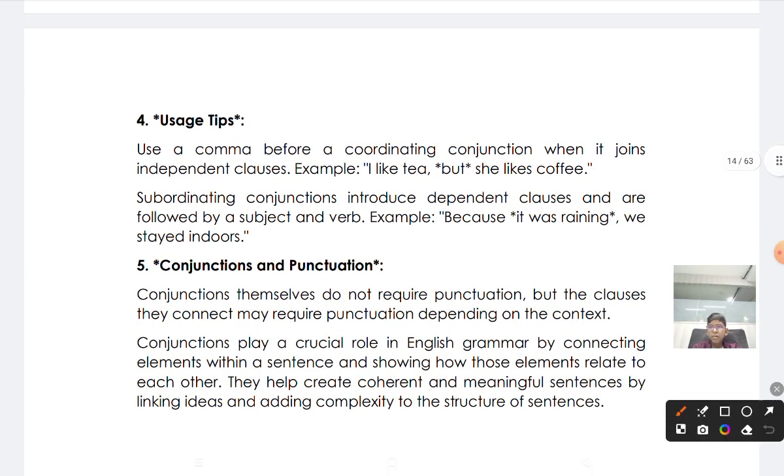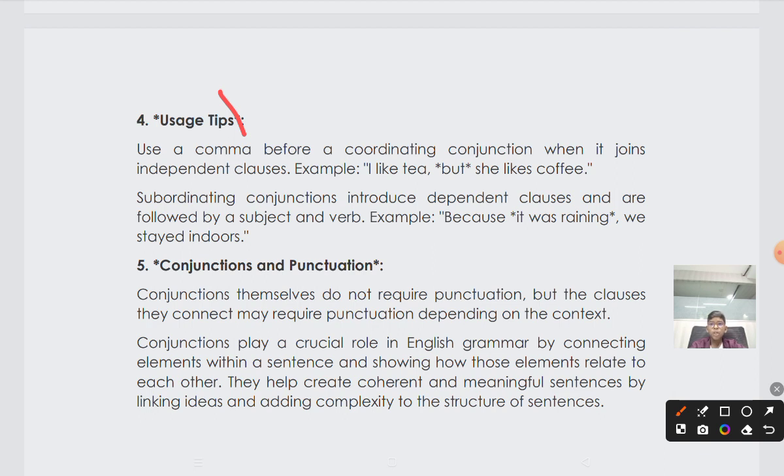So next we are going to see the usage tips. Use a comma before a coordinating conjunction when it joins independent clauses. Example, I like tea but she likes coffee. Subordinating conjunctions introduce dependent clauses and are followed by a subject and verb. Example, because it was raining, we stayed indoors.